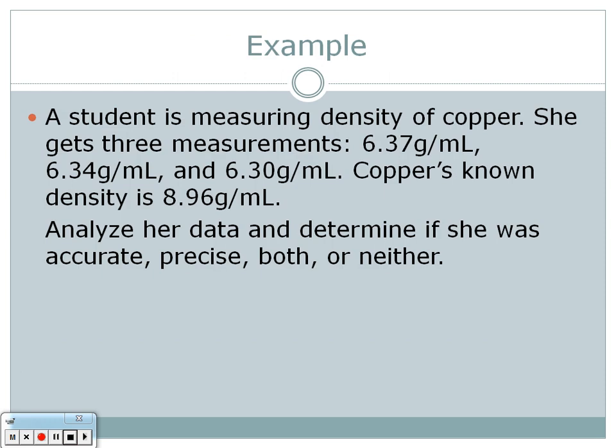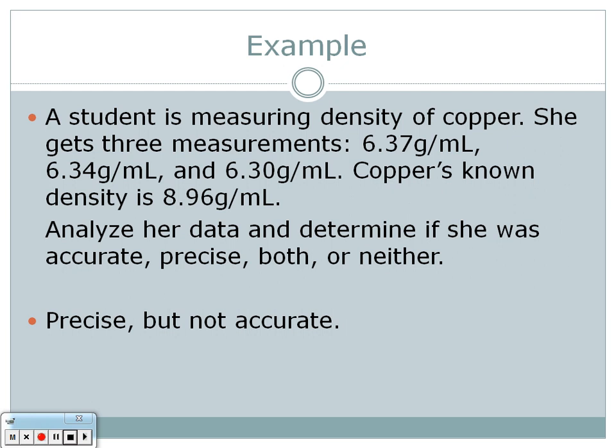So here's an example. A student is measuring the density of copper. She gets 3 measurements, 6.37 grams per milliliter, 6.34 grams per milliliter, and 6.30 grams per milliliter. Copper's known density is 8.96 grams per milliliter. So analyze her data and determine if she was accurate, precise, both, or neither. Go ahead, pause the video, take a few seconds to think about that, and then continue.